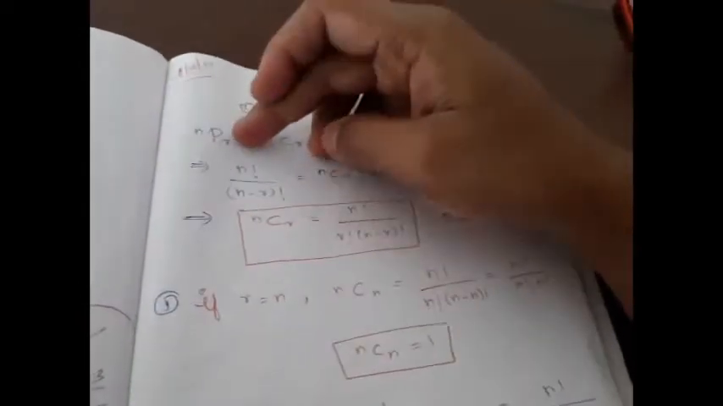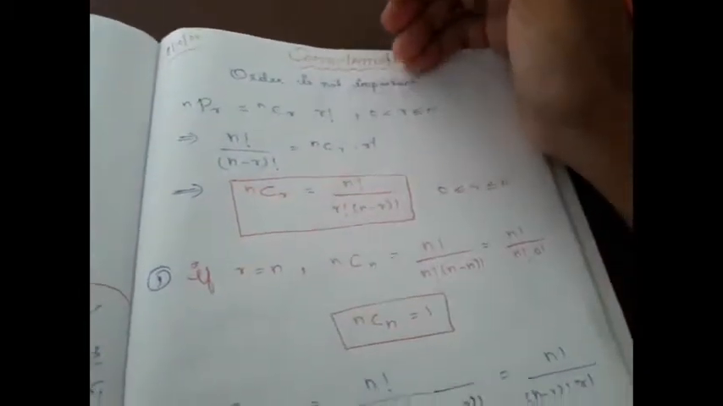We have seen what is nPr. nPr means out of n objects taking r objects at a time under permutation. The same way we will denote under combination as nCr. Out of n objects taking r objects at a time, right? So the nCr formula can be derived from this.